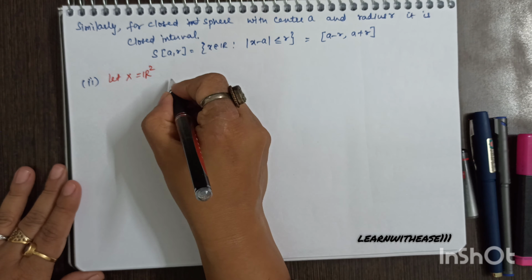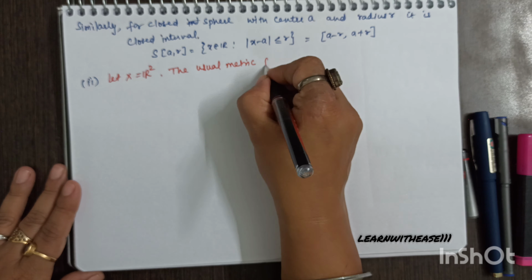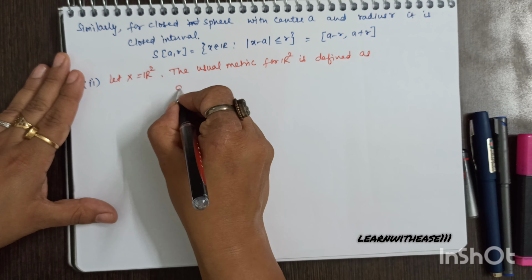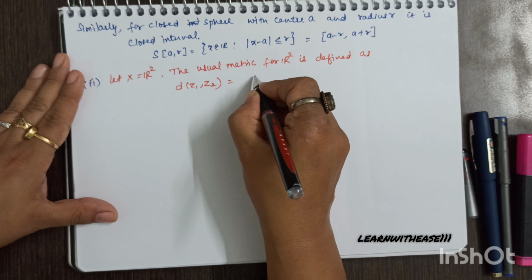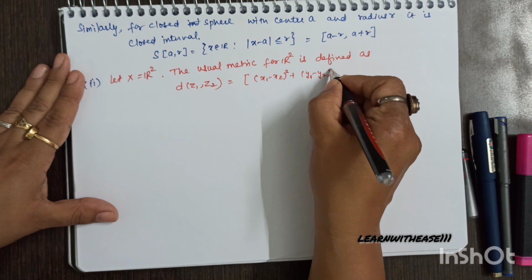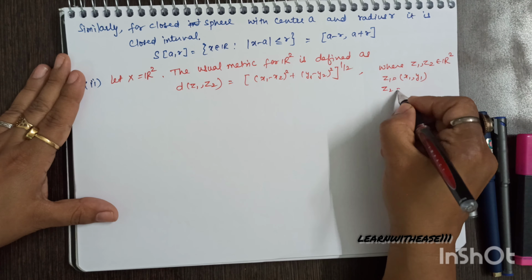Now for the second part, when you are discussing the usual metric for R2, two-dimensional space, the usual metric for R2 is defined as follows. Suppose there are 2 points z1 and z2 belonging to R2, where z1 is (x1, y1) and z2 is (x2, y2). So this is the metric given in R2. Now solving this for center and radius.